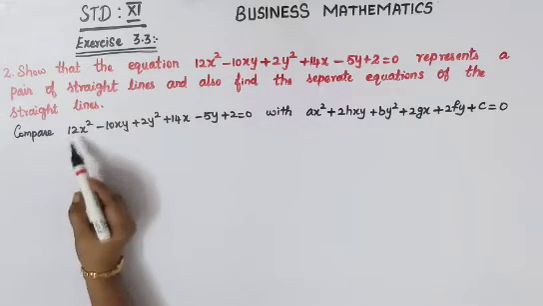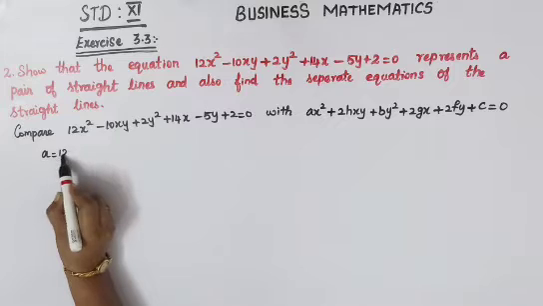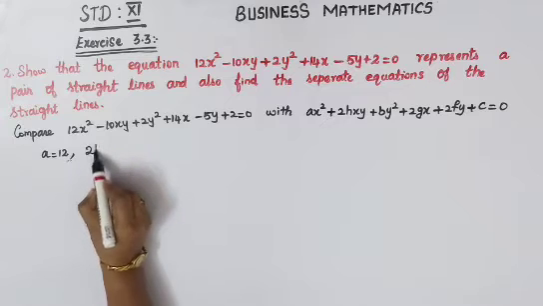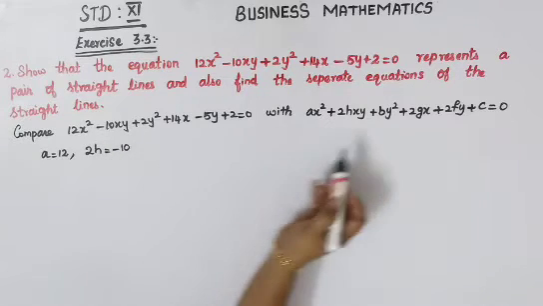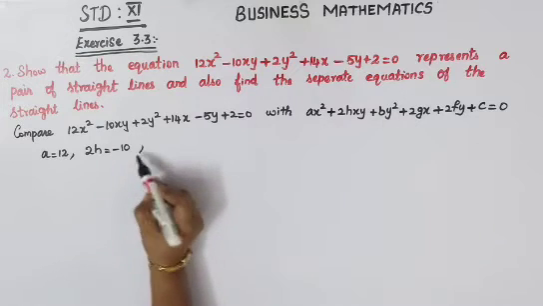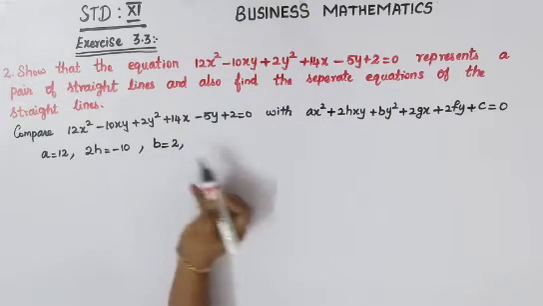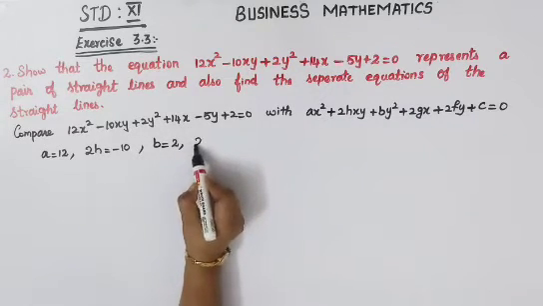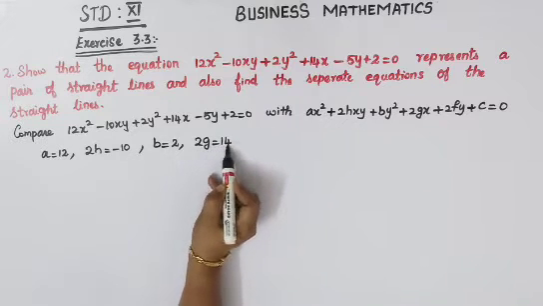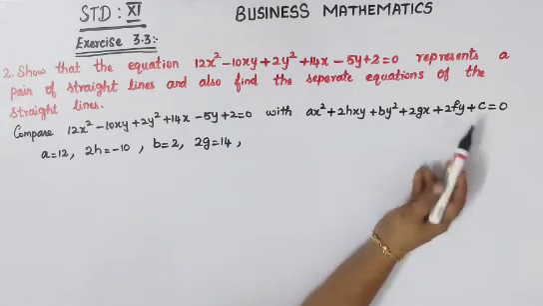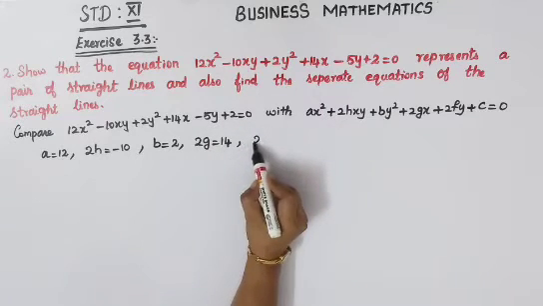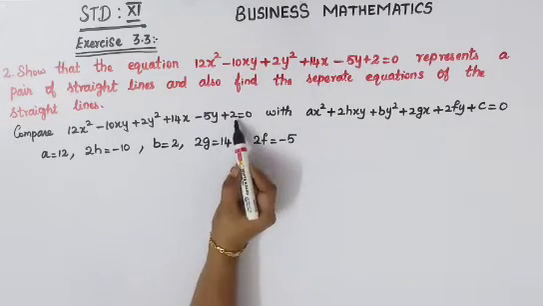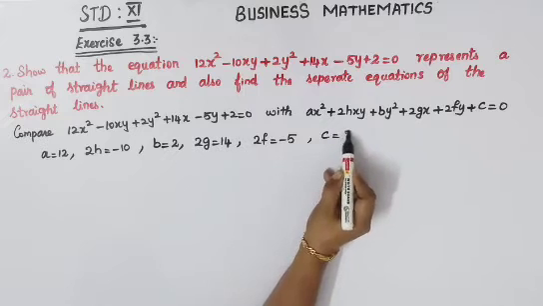In the place of a we have got 12, so therefore a = 12. Then in the place of 2h here you have got −10, so 2h = −10. Same way, in the place of b we have got 2, so b = 2. And in the place of 2g we have got 14, so 2g = 14. And in the place of 2f we have got −5, so 2f = −5. And your last term c, here we have got 2, therefore c = 2.